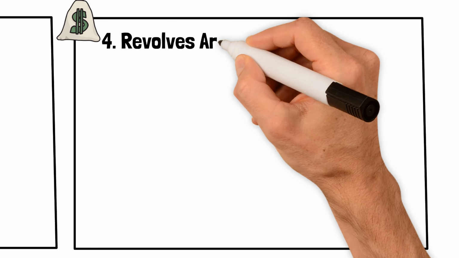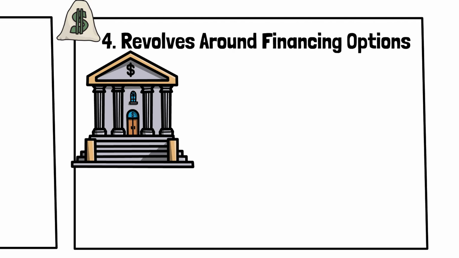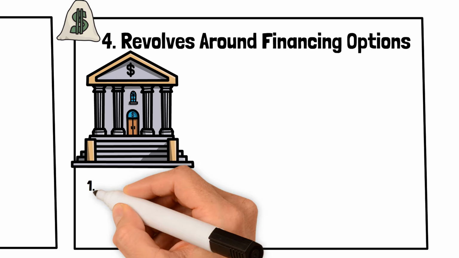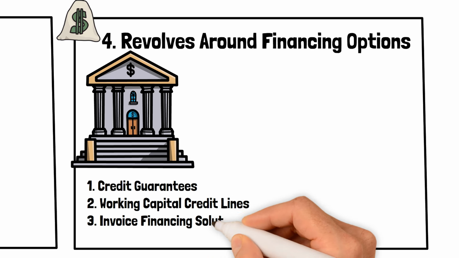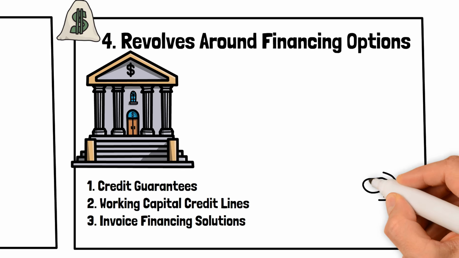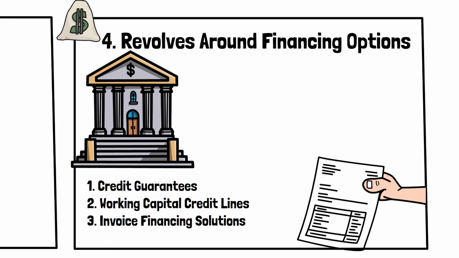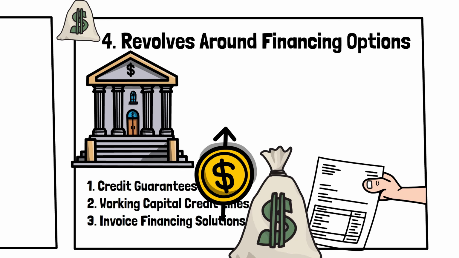The fourth strategy revolves around financing options. During recessions, getting loans becomes more difficult, but not impossible. Banks often introduce credit guarantees, working capital credit lines, or invoice financing solutions. Invoice financing allows you to convert unpaid invoices into instant cash for a small fee. Revolving credit lines help you cover short-term gaps without taking a full loan.